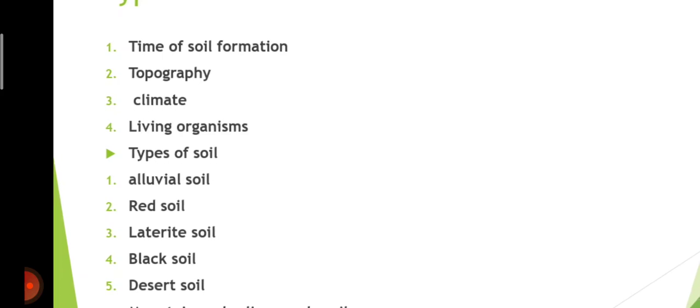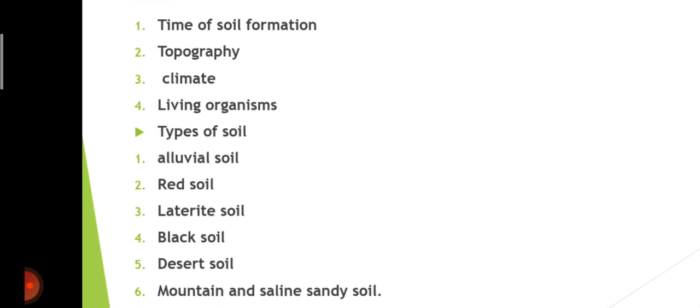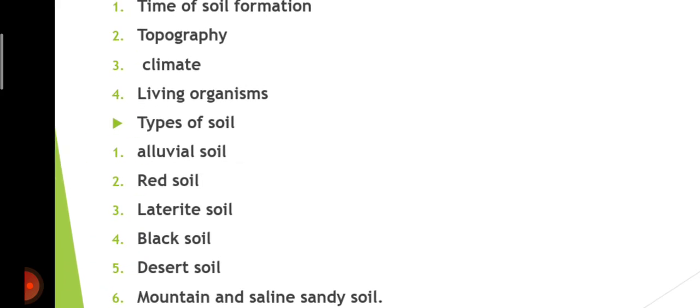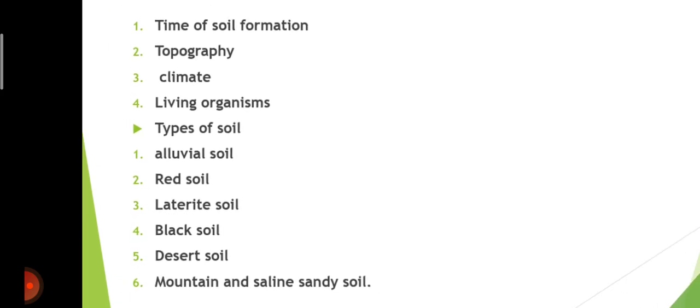Climate also affects soil formation. If the temperature is high and the rainfall is high, that area undergoes soil formation very rapidly. Next, living organisms. These are microorganisms which are found in the first layer of the earth, which is known as soil. They loosen the rocks or the soils and also increase the fertility of the soil.